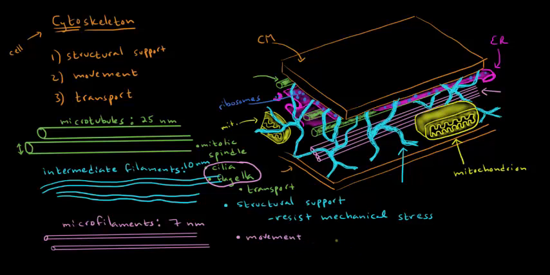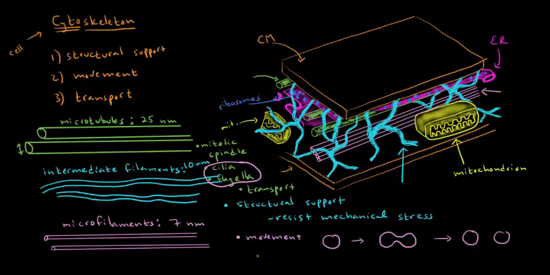So let's give two examples of this. One example is during cell division, the cell will turn into something that looks like this. So it's going to be kind of pinched in the middle, and then eventually it'll separate into two separate cells. So how does a cell kind of move in that way and form that interesting shape? Well, with the help of the microfilaments.